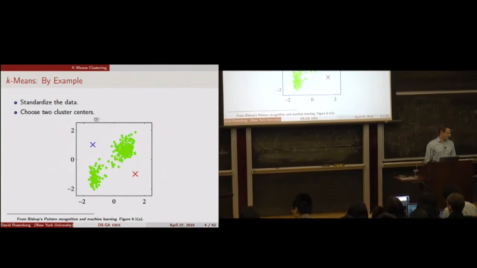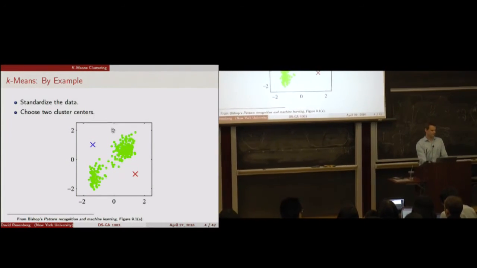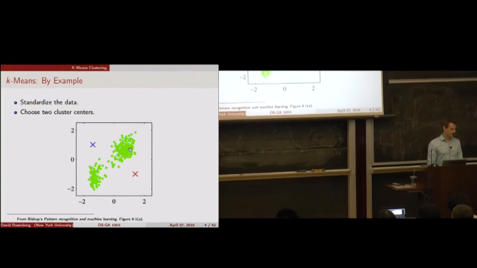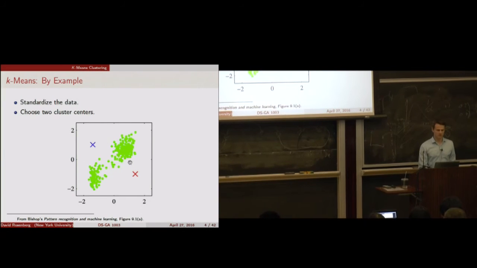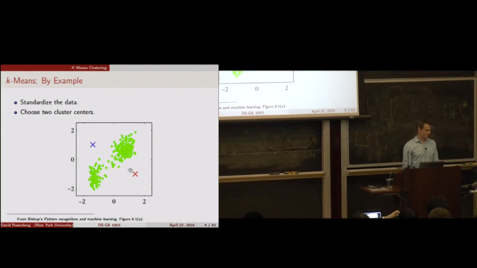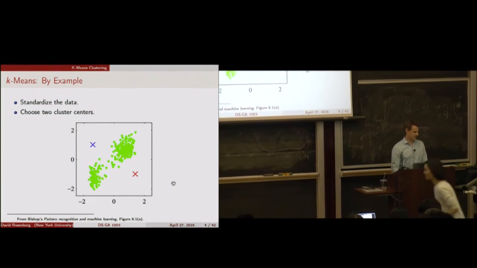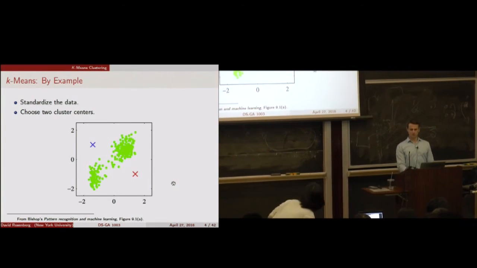OK. So k-means, here's the algorithm. We first standardize the data. We'll discuss why later on. Choose two cluster centers randomly. Remind me to come back to this as an interesting question in and of itself. What's the next step after you choose two cluster centers randomly? That's right. For every point, you see which cluster center it's closest to, and you assign it to that cluster.